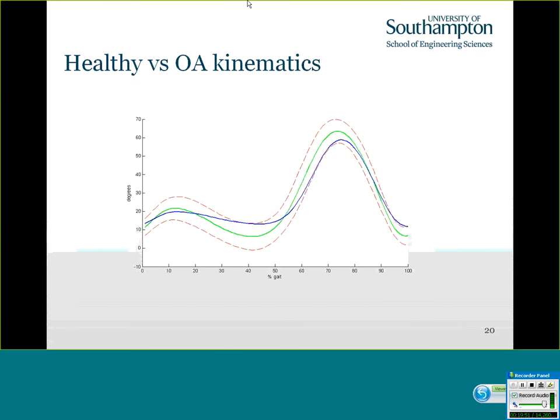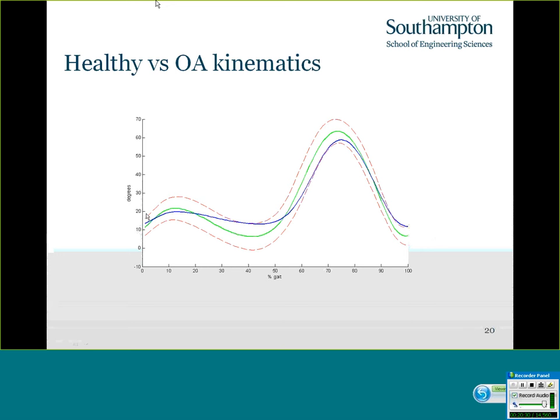So if we now finally come on to comparing our healthy to our osteoarthritic knee patients, this is a trace of the knee flexion angle with a healthy mean in green and standard deviation in red. And then the blue trace is the mean of the osteoarthritic patients. And you can see a general trend is that the patients who have osteoarthritis have a decreased extension knee angle during stance phase and a decreased flexion angle during swing phase. And this has previously been reported in the literature, and this suits a general pattern.